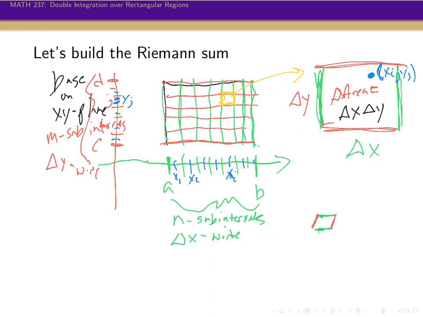In 3-space, we have our surface going up above it, and we're picking our point roughly right there. And so that's going to give a height of f of xi, yj, and that then is going to give us our box.